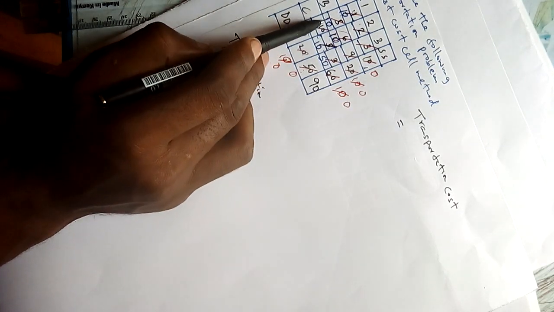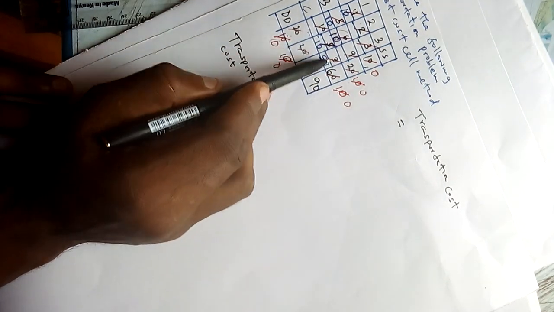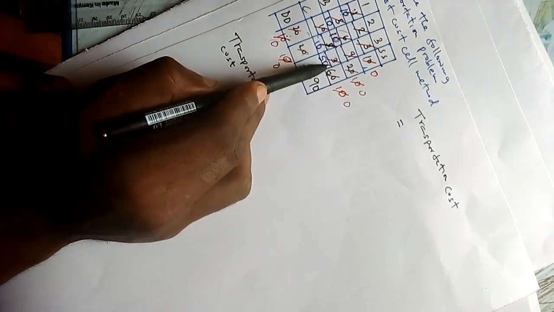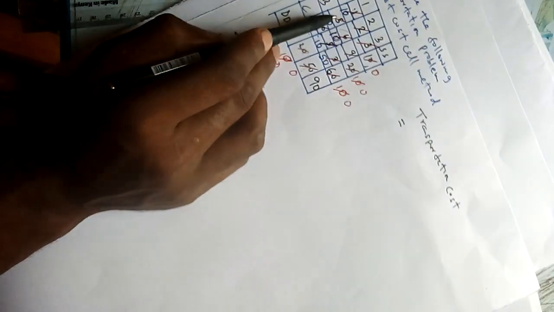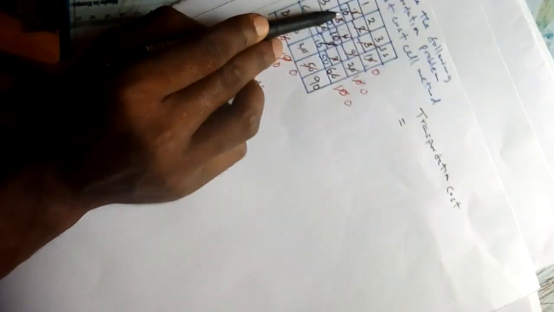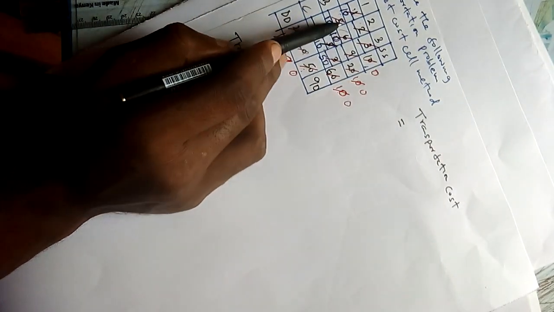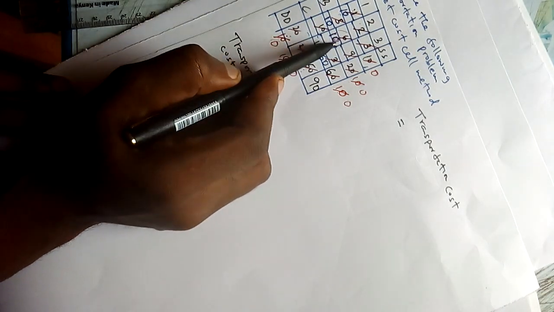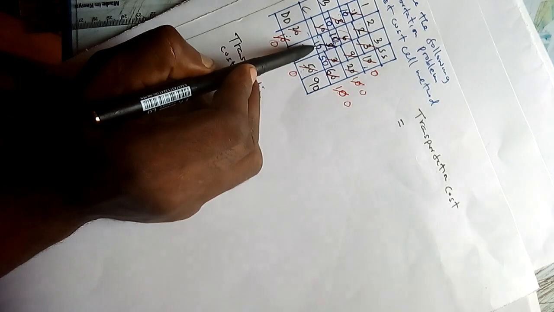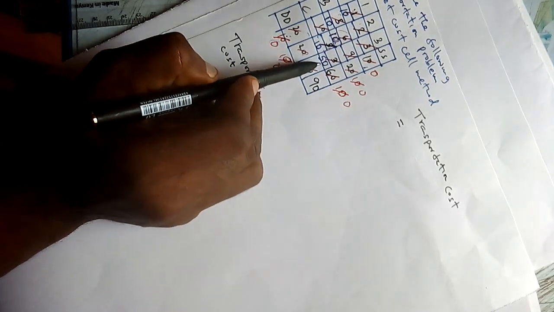Here we have allocated 10. Here we have allocated 10. Here we have allocated 10. Here we have allocated 10. So the cost will be, transportation cost will be 1 times 10 plus 5 times 10 plus 6 times 10 plus 5 times 10 plus 3 times 50.